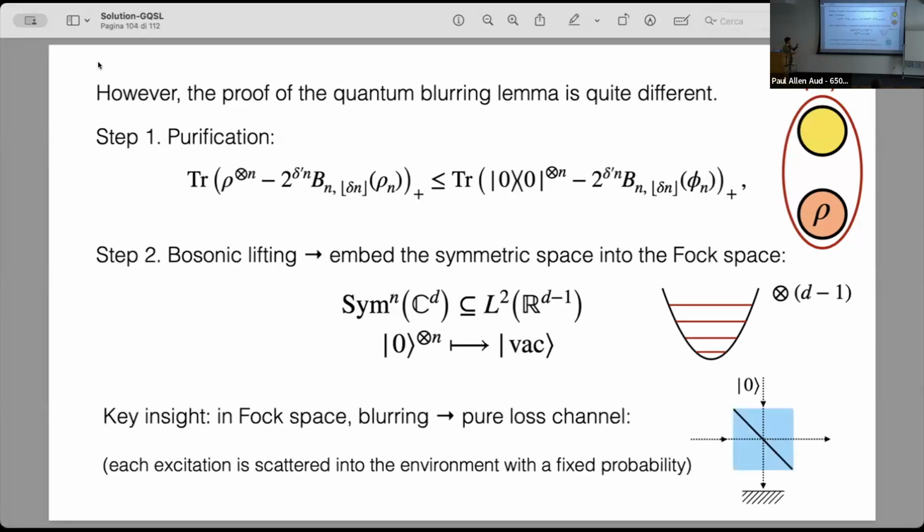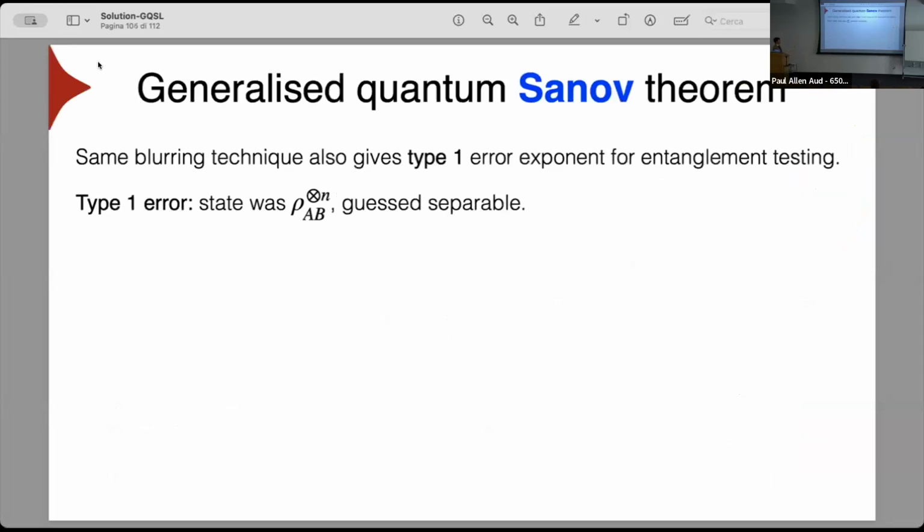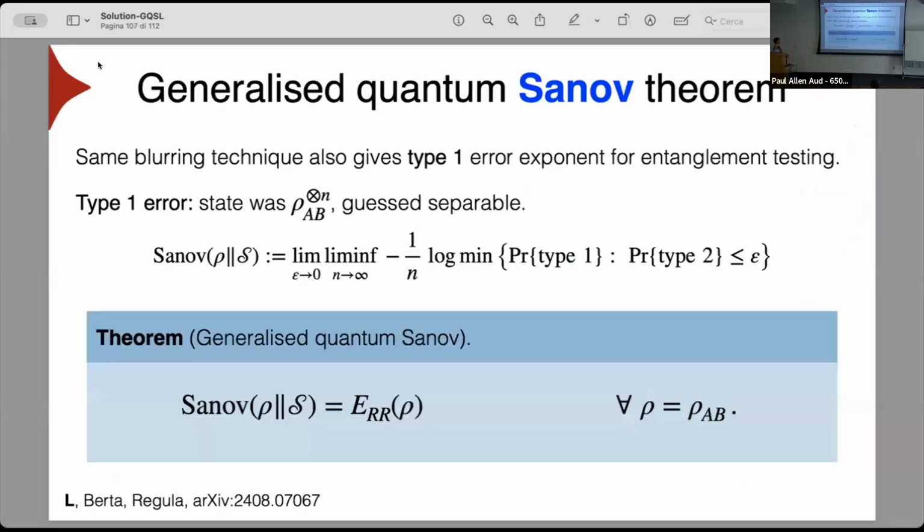The key insight that I want to share, because it's very simple, is that the operation of blurring gets translated to a pure loss channel in this infinite dimensional picture. Why? Because blurring means that you add some noise and some excitations can get scattered into the environment. So it's modeled by this pure loss channel, kind of a beam splitter that scatters some excitations in the environment.